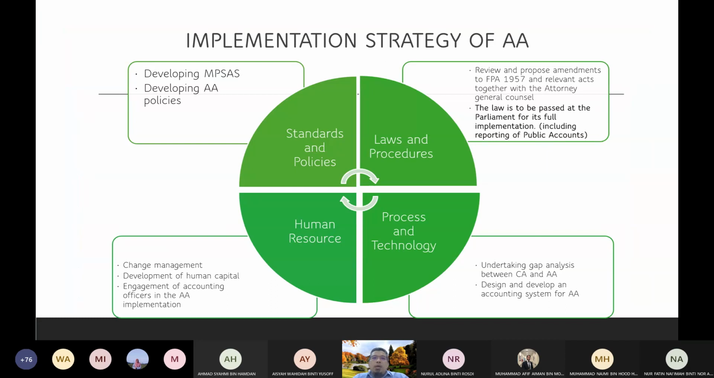So now these are the strategies to implement accrual accounting. What are the factors that need to be considered to put them in place? First, you look at the standard. There are 4 factors here: standards and policies, law and procedures, process and technology, and human resource. All of these are needed to implement accrual accounting.